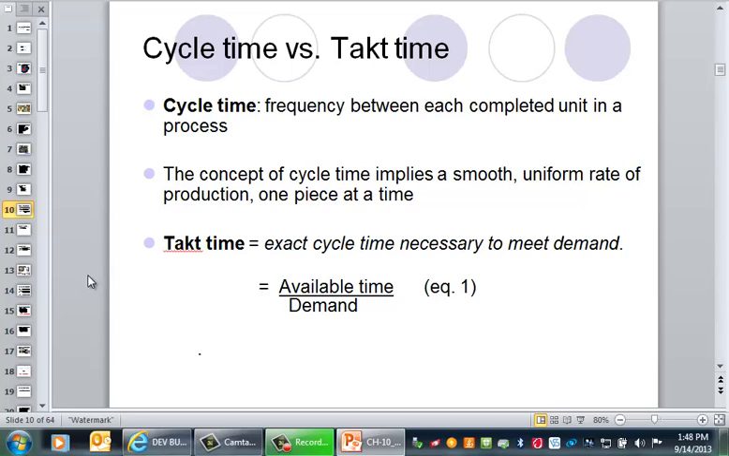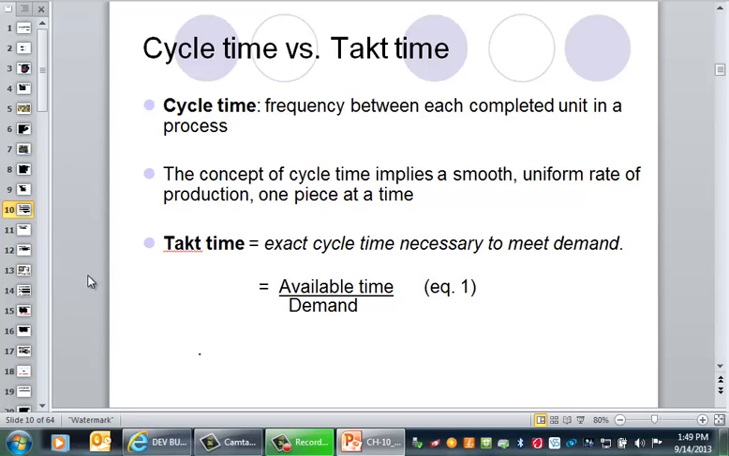and I am going from, say I have 10 steps in my cycle, how much time does it take me to get through those 10 steps? Or if I'm doing one step, how much time does it take to get through that? So the cycle is the frequency between each completed unit in a process. Now, takt time is the exact cycle time necessary to meet demand.